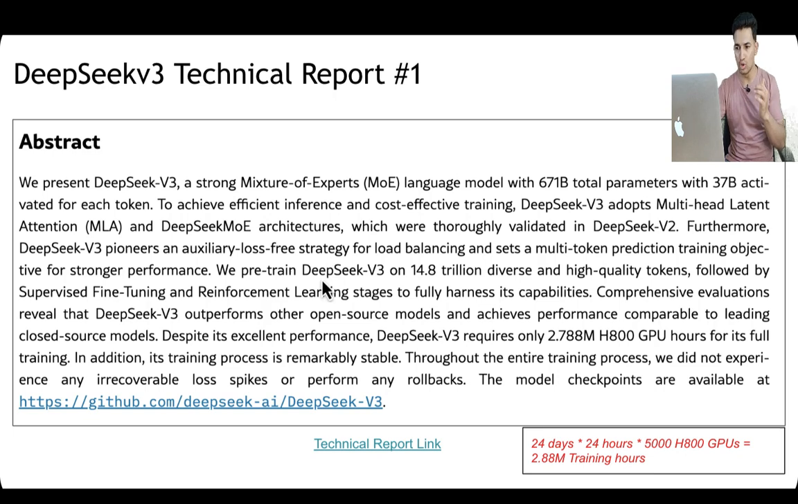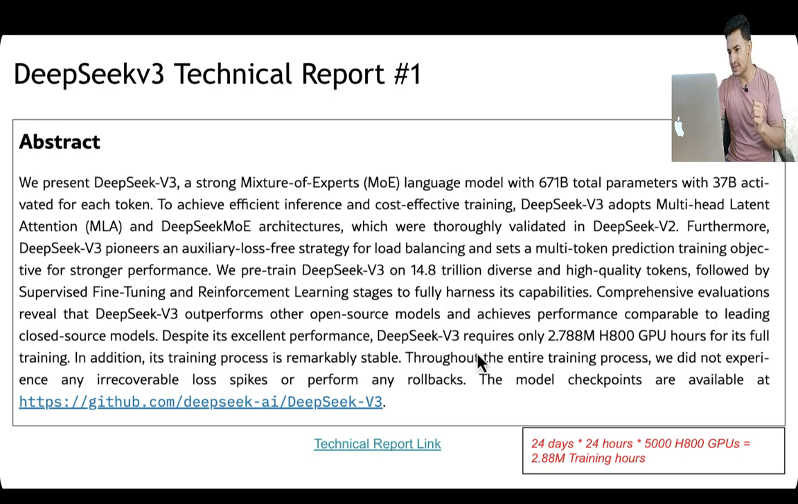Another interesting thing is that they pre-trained DeepSeek V3, where in pre-training you do next word prediction, on 14.8 trillion diverse and high quality tokens. It may be from different languages and so on, so it's a very diversely trained model. After the pre-training, there is supervised fine-tuning and reinforcement learning. We'll look at all of that in detail.